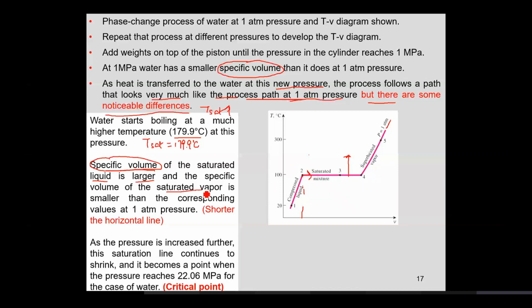And the specific volume of the saturated vapor is smaller than the corresponding value at 1 atmospheric pressure. So that means point 4 should move inwards. Is it so? Yes, sir. So you will have the new points for 1 megapascal. You have 2 bar over here and let's say 4 bar over here. That means the line of phase transformation would be a shorter horizontal line. Is this point clear to you?